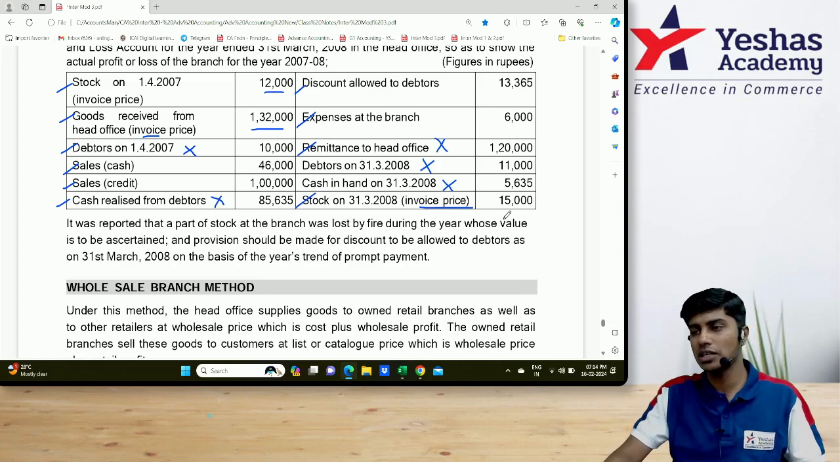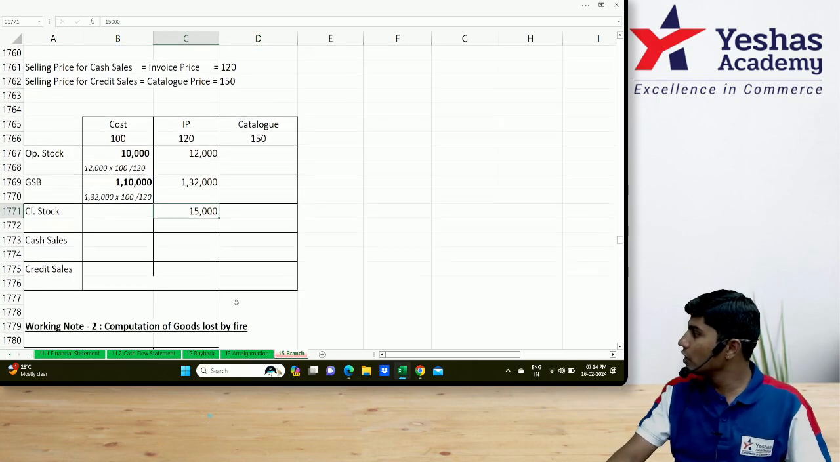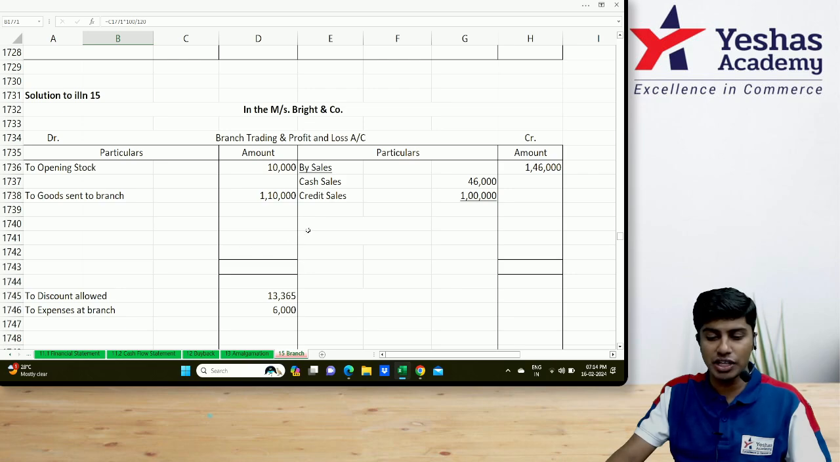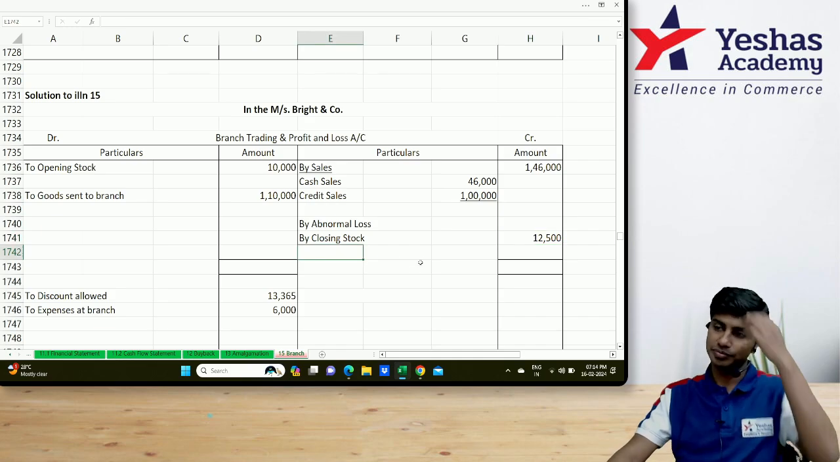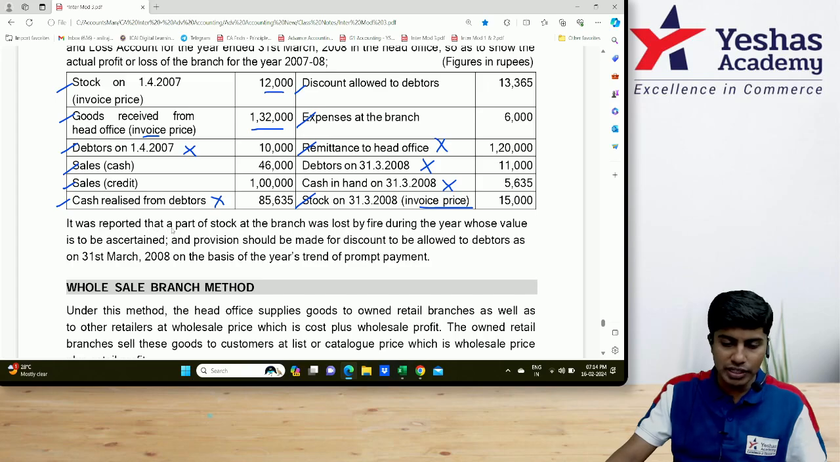Stock, closing. It's at invoice price. We'll bring it to cost and then write. 15,000 invoice price. 15,000 into 100 by 120. 12,500 is the cost. I'll write in my branch trading, closing stock 12,500. Okay. Then it was reported that a part of the stock at the branch was lost by fire.